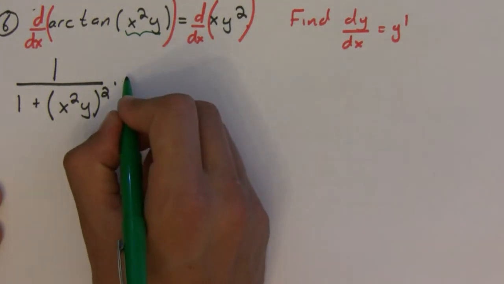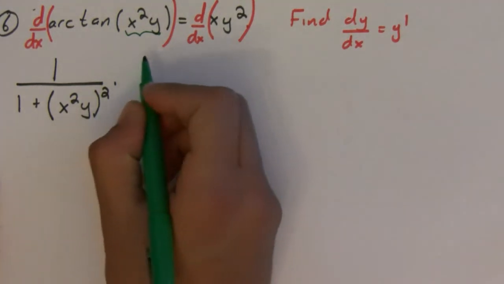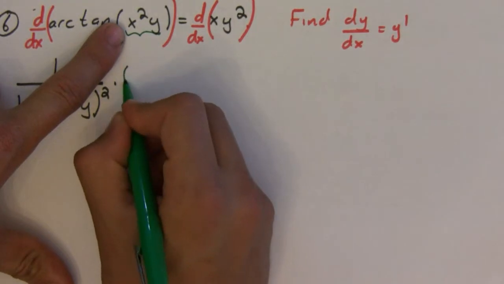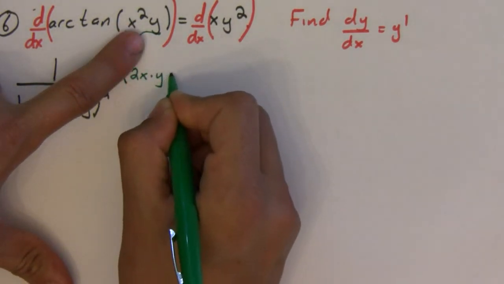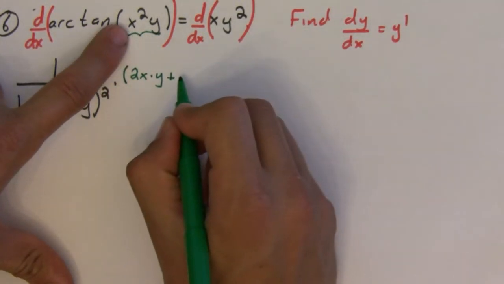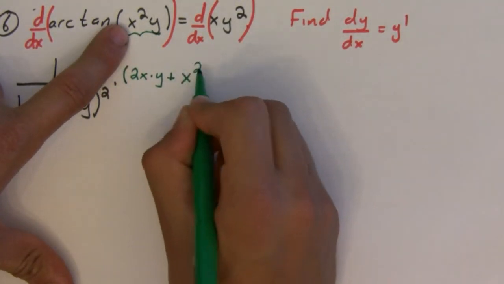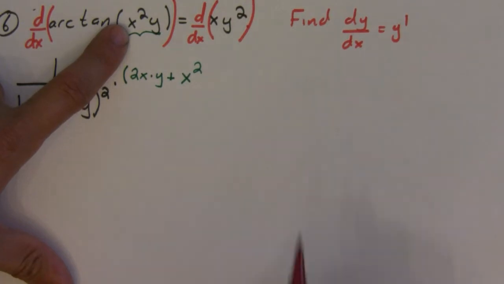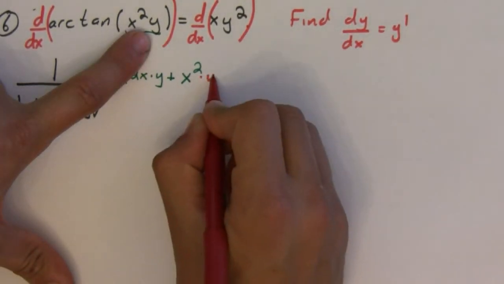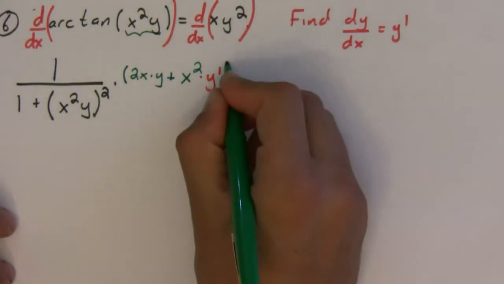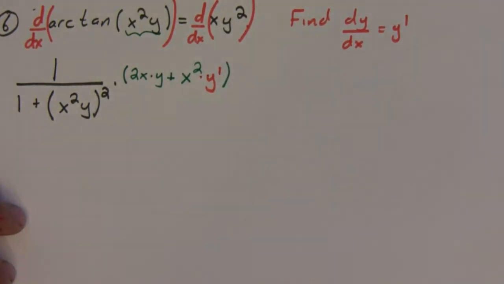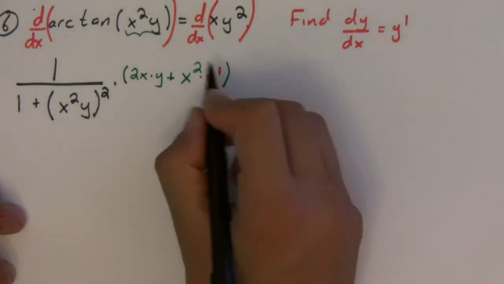So when we do the product rule, remember what we have is the derivative of the first, which is 2x, times the second, leaving it alone, plus the first, leaving it alone, times the derivative of the second. Well, that's just y prime. Okay. So that's the left side.